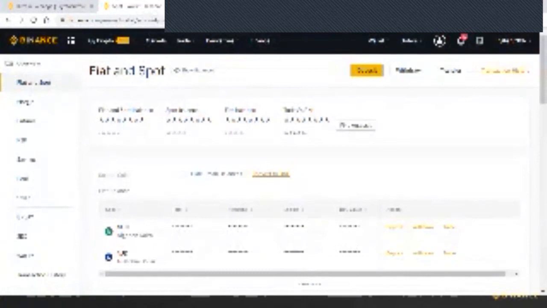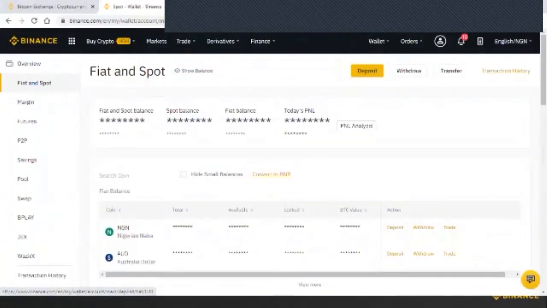What you need to do is go and look for the wallet of that particular asset. Click on deposit. For example, if it's Bitcoin, you click on deposit, then you generate and see the Bitcoin wallet. You copy it out, go to your other exchange or platform, put the wallet address there, then transfer to that wallet. Then it will reflect in your Binance account.